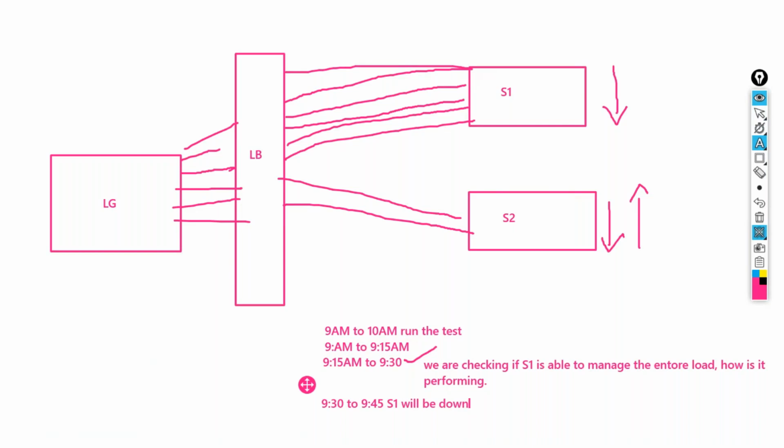At 9:45 we ask the developer to bring both servers back to normal, up and running. In this case we verify that, because both are up, the load balancer has the capability to know and will immediately start redirecting the load equally based on its own algorithm, like round robin, weighted round robin, least connection, or weighted least connection. From 9:45 to 10 a.m. all the load should be equally distributed between server 1 and server 2.